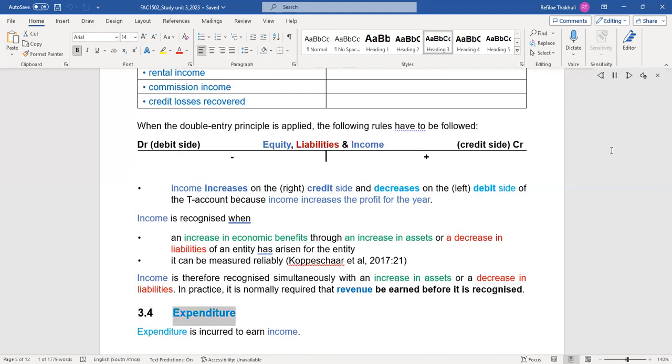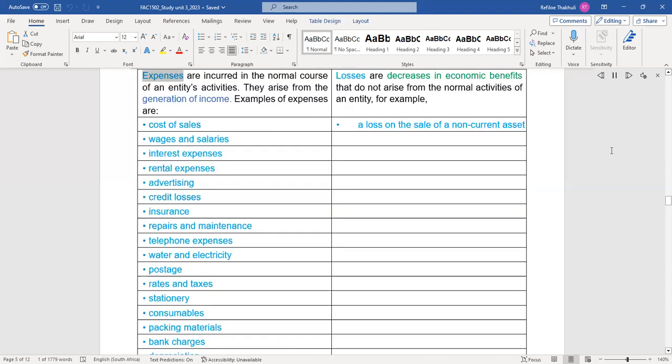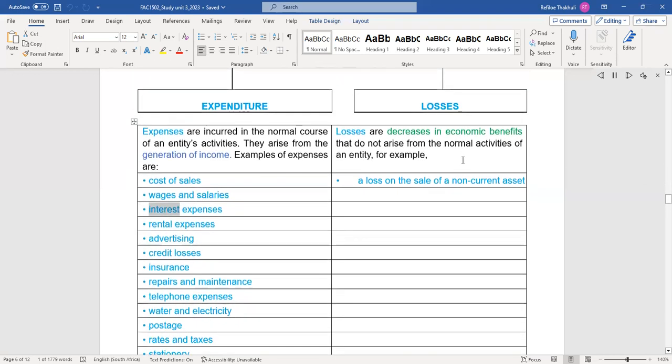3.4 Expenditure. Expenditure is incurred to earn income. Expenses are incurred in the normal course of an entity's activities. They arise from the generation of income. Examples of expenses are: losses or decreases in economic benefits that do not arise from the normal activities of an entity, for example, cost of sales. A loss on the sale of a non-current asset. Wages and salaries. Interest expenses. Rental expenses.